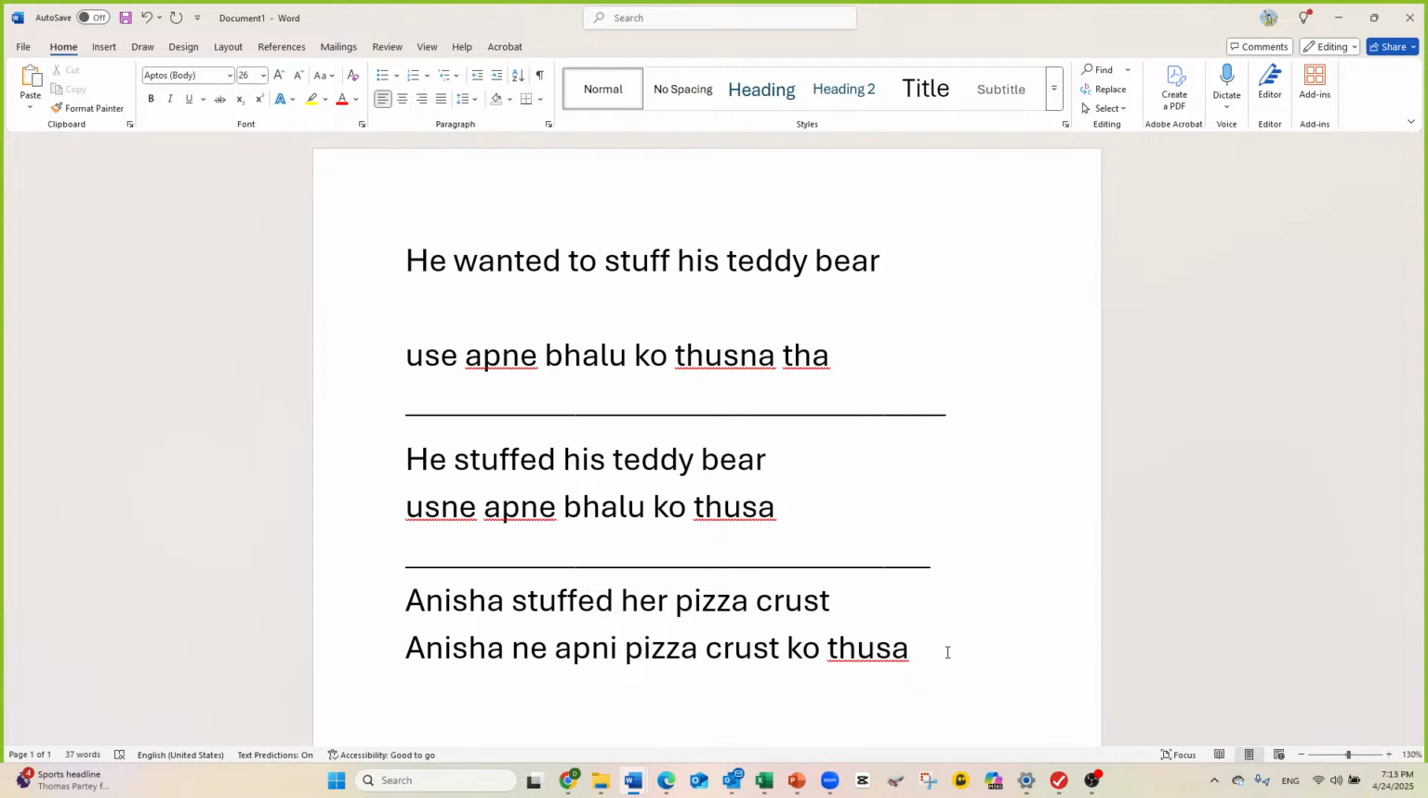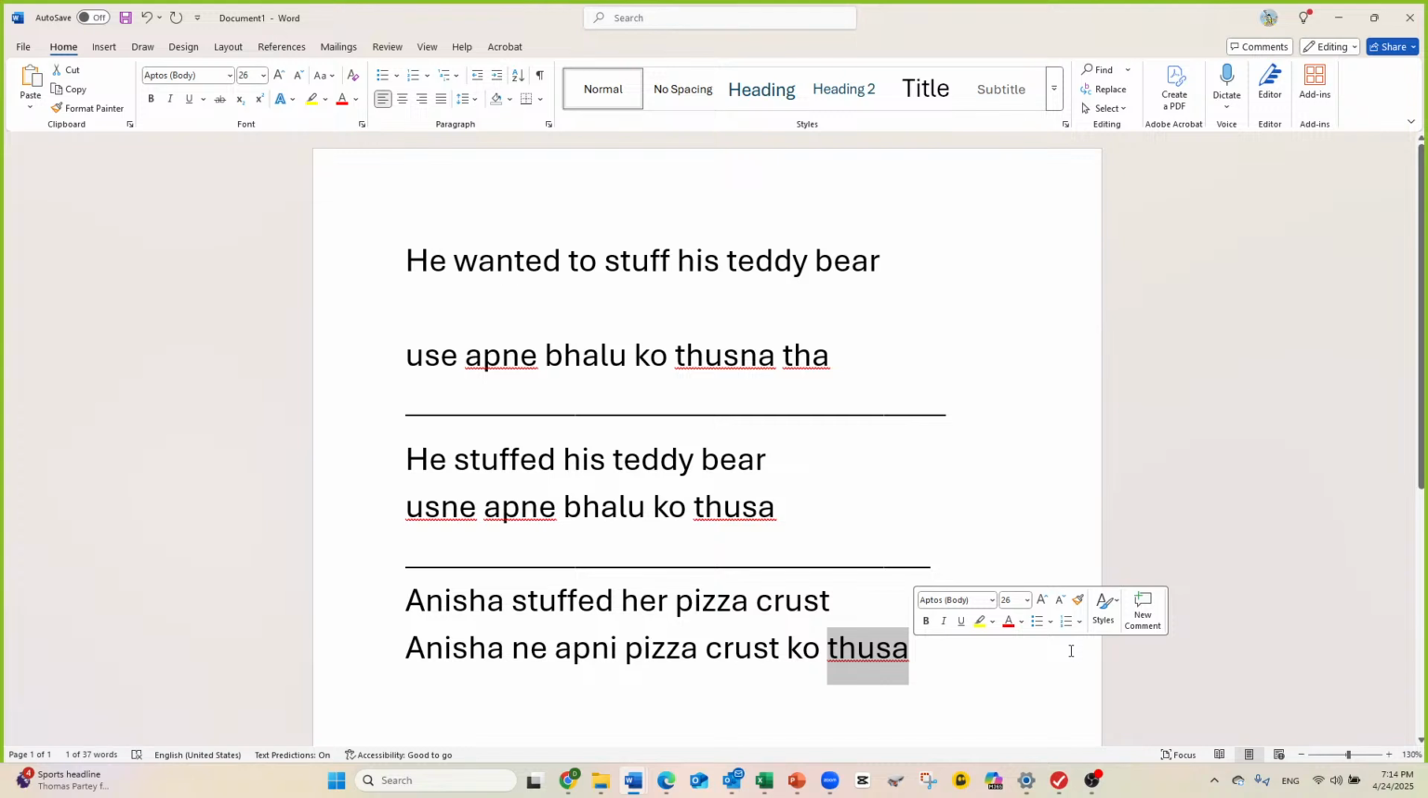Wait, but how is pizza a girl? It's just that you assign genders to things. Oh, okay, so pizza is a girl. That is why we have said apni. Then you would ask me, if Anisha is a girl, pizza is also a girl, why are we still saying thusa? Why are we not saying thusi?